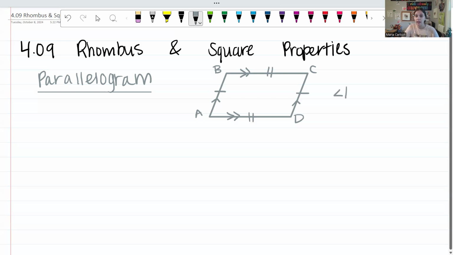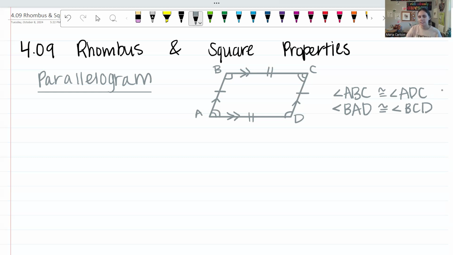So angle ABC, that's like angle B, that is congruent to angle D, or angle ADC. We also know then that angle BAD, or angle A, is congruent to angle C, which would be angle BCD. So opposite angles are congruent. Consecutive angles are also supplementary. So not opposite, sorry, consecutive.